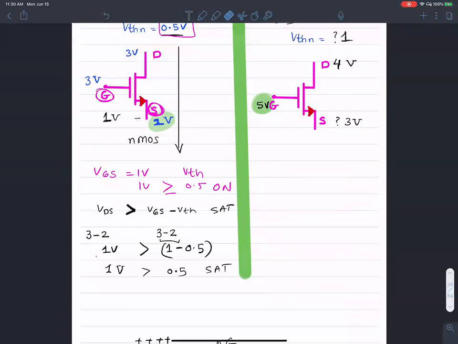Region. So it's on still. So it is on, yeah. VDS is moving. And linear. No, two. Is it linear or is it saturation?